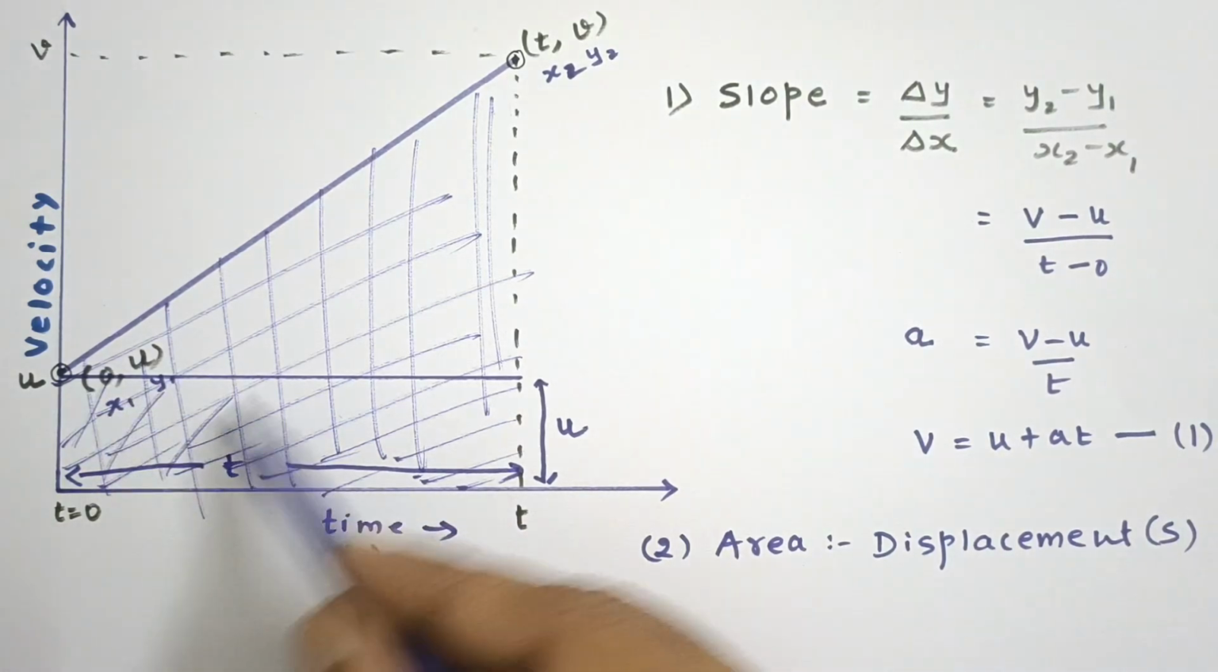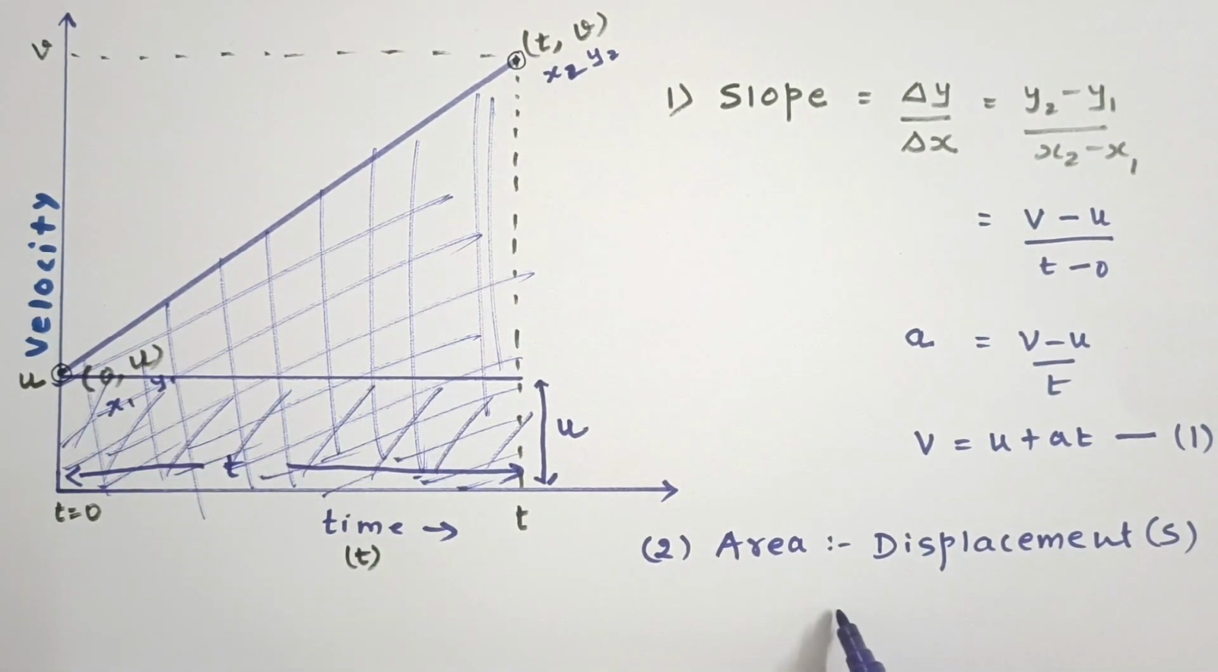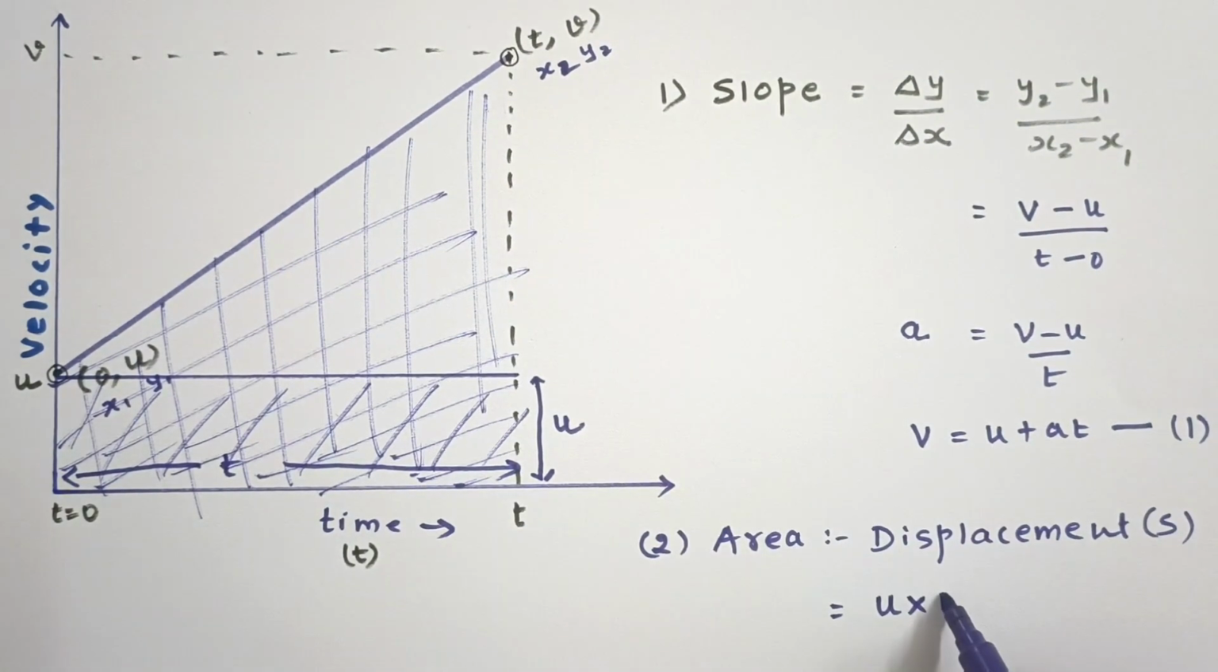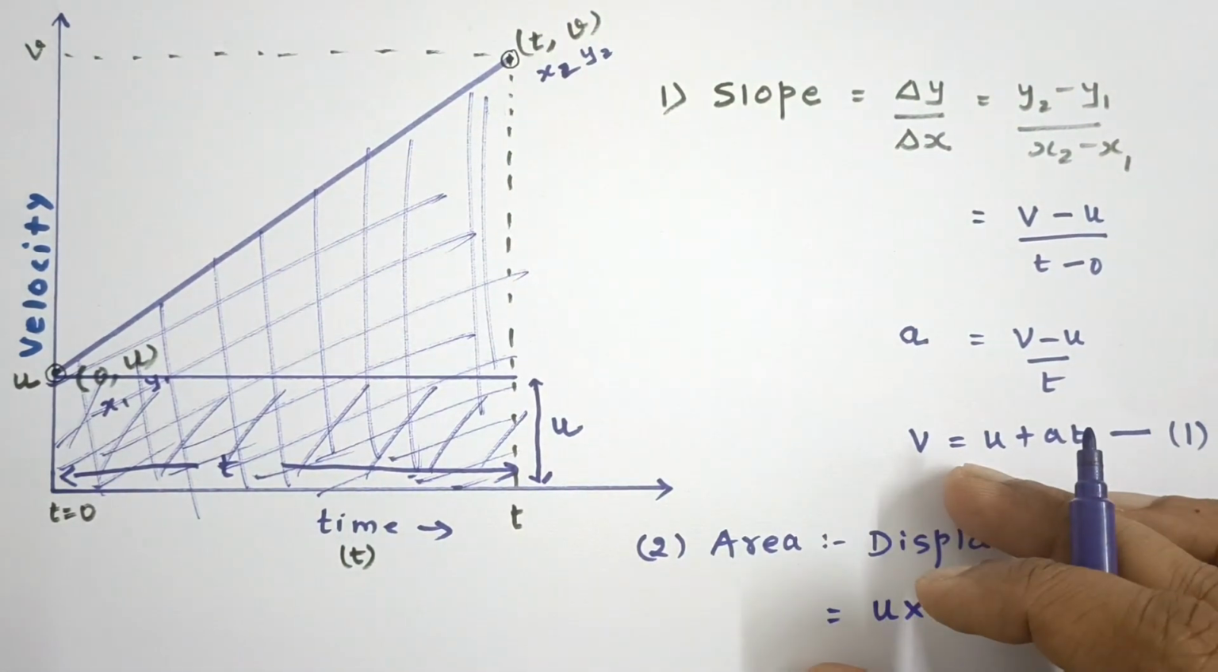So the area of this particular rectangular part is u times t, because length times breadth is our area.